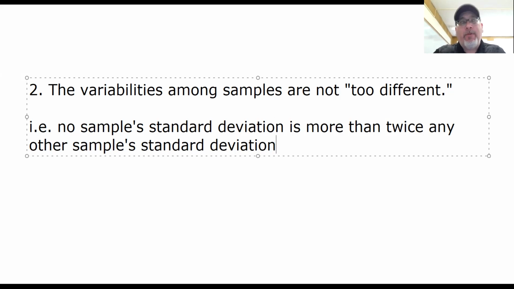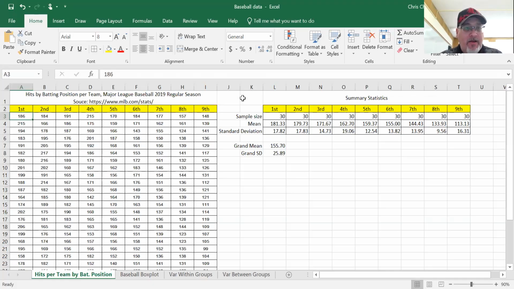So if you are being asked, are the conditions met to use the F distribution for an ANOVA test, you're being asked to check these two things. Let's take a look at the baseball data that we had from a previous video. Just a reminder, this data counts the number of hits obtained by each position in the batting order for each of the 30 teams in the 2019 regular Major League Baseball season. And over here we have all of the sample sizes and the standard deviations. Notice our sample sizes are good.